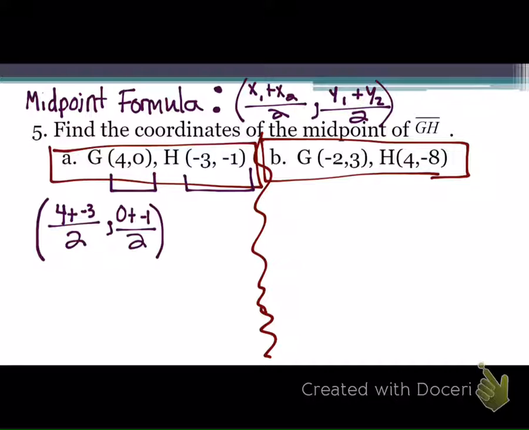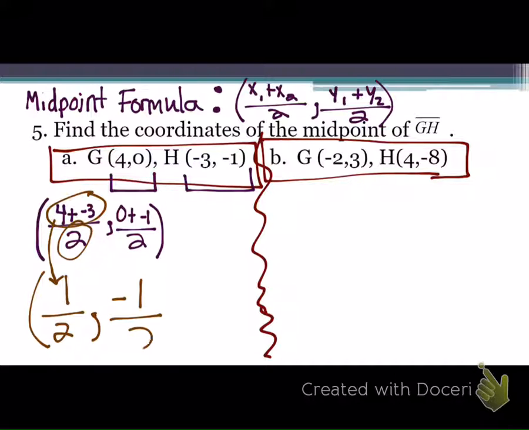So then, I'm going to solve here. What's 4 plus -3? 1. So I have 1 over 2, right? 4 plus -3 gives me the 1. Then I'm just going to leave that 2. What's 0 plus -1? -1 over 2.